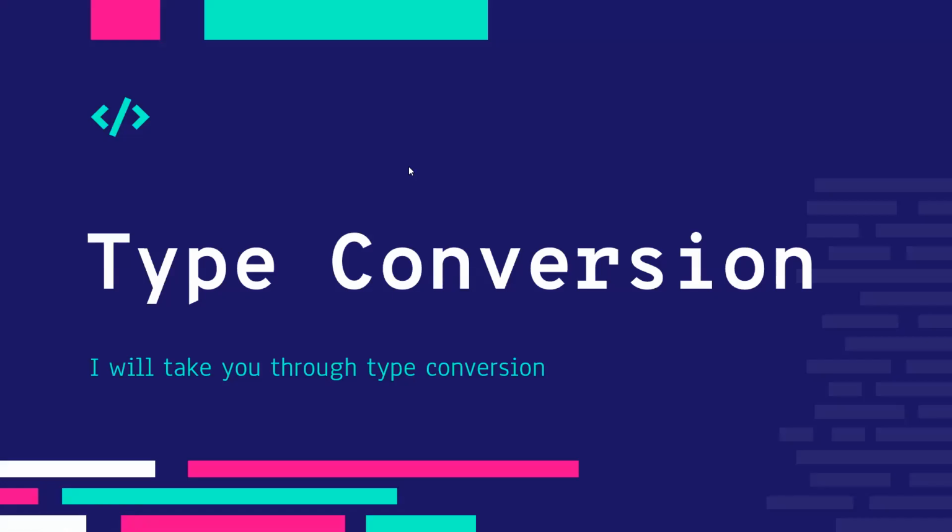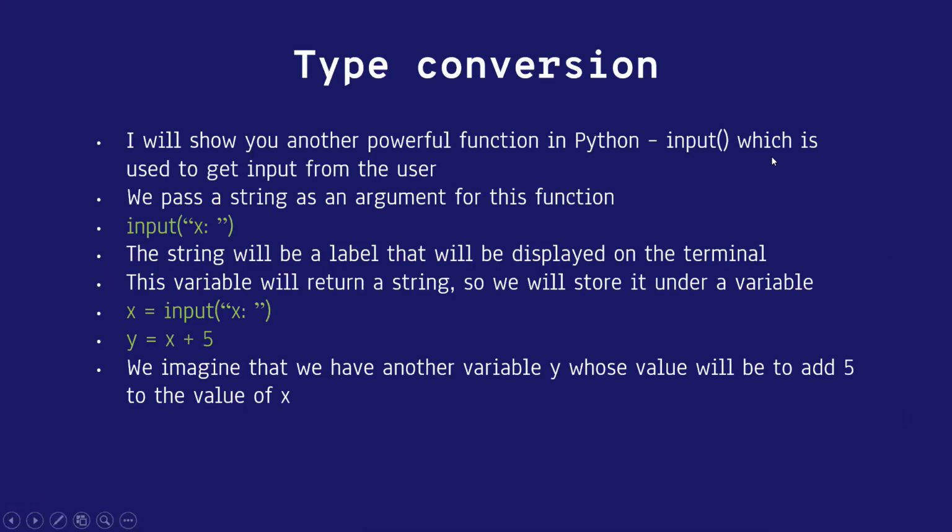Now, I want us to look at type conversion. I'll take you through type conversion. And I'll show you another powerful function in Python, that is the input, which is used to get input from the user. We pass a string as an argument for this function. For example, input x. So the string will be a label that will be displayed on the terminal. So in other words, we'll be looking for the input from the user.